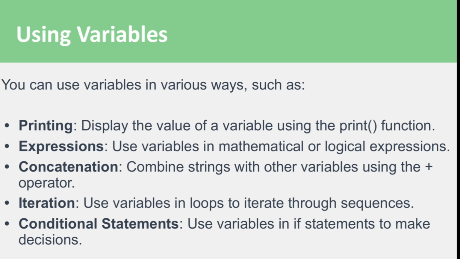Expressions: use variables in mathematical or logical expressions. For example, a is equal to 10, b is equal to 5, sum is equal to a plus b. Concatenation: combine two strings or variables using the plus operator. For example, first name is equal to John, last name is equal to Joe, full name is equal to first name plus last name. Then iteration: use variables in loops to iterate through sequences, like iteration 1, iteration 2. Conditional statements: use variables in if statements to make decisions, with if, else if, else.